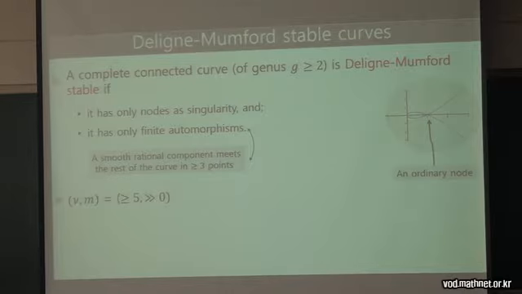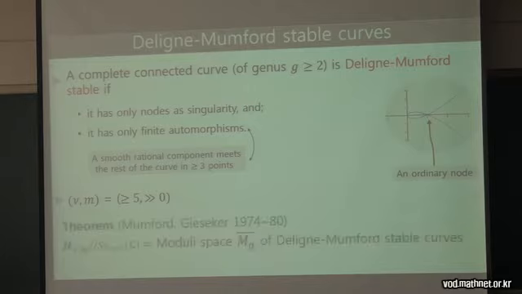So a classic result of Deligne and Mumford is that if you choose nu bigger than or equal to 5 and choose m huge, very, very large, larger than what's called the Gieseker number, then the resulting moduli space is the moduli of Deligne-Mumford stable curves.